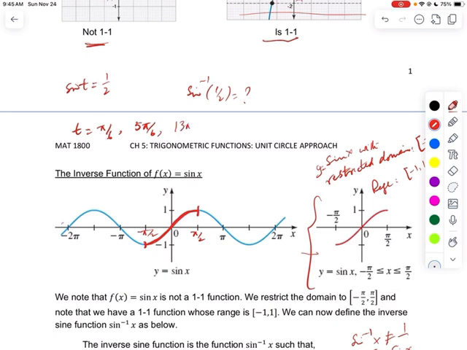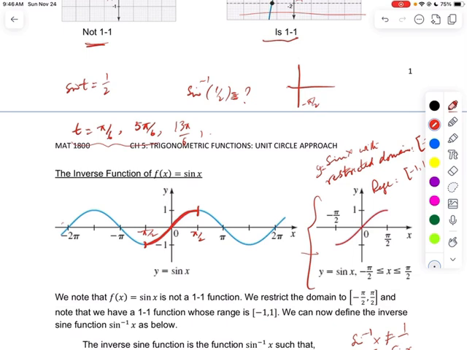It says find the exact value of each expression. So sine inverse of 1/2. Now in order to find these values, let's look at something else first. Now you saw the sine function which we are given. So if you note here the value that the sine function takes, the range values lie between -1 and 1.